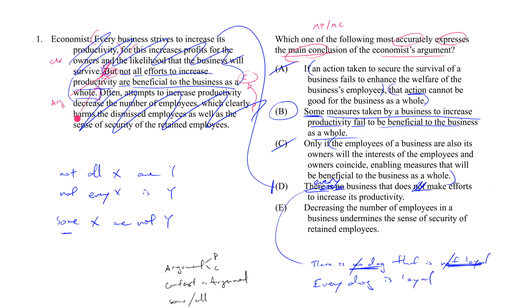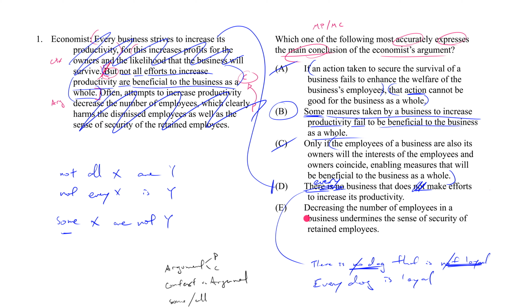sorry, this is getting really messy, and I'm sorry about that, but you can imagine that if these statements didn't exist, if all the economists said to us was the first statement: increasing productivity increases profits for business owners and the likelihood that the business survives. Therefore, every business strives to increase its productivity. If the economist had just said that, then D would be the right answer. In other words, if these sentences didn't exist.